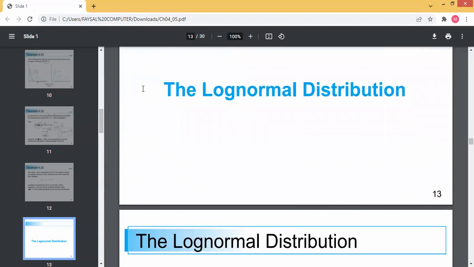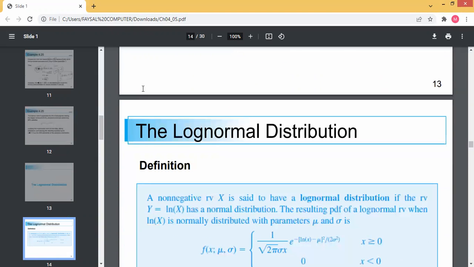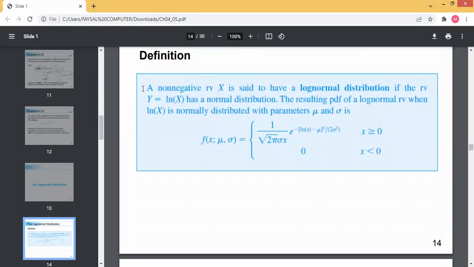Now the next topic is the log normal distribution. For the log normal distribution, we have a function of x, mu, and sigma. Okay, so what is x? X is the simple value, the domain value. What is mu? Mu value is this one. And the second value is sigma. Sigma value is this one.